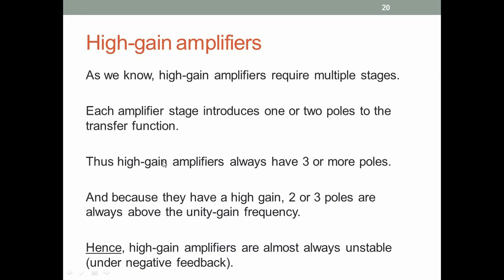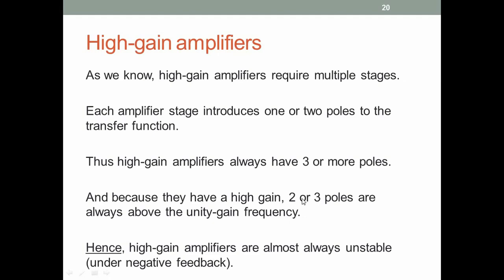Therefore, high gain amplifiers will always have 3 or more poles. Alright, if I have two stages, I'll at least have 3 poles. I may have 4, but I at least have 3 poles. Also, because they have a high gain, the 2 or 3 poles are likely to be above the unity gain frequency. We'll see that next time.